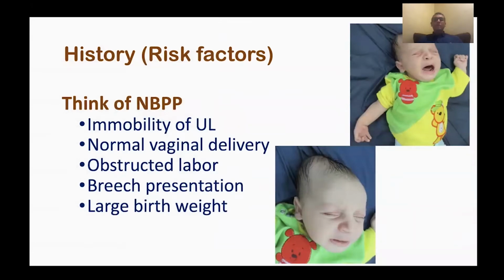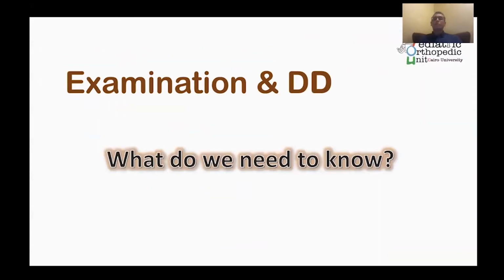We have to think of the presence of brachial plexus palsy if there is neonatal, immediate postpartum immobility of the upper limb, in a mother with a history of vaginal delivery, difficult labor, obstructed labor, large birth weight, or breech presentation. Difficulty of labor and the presence of caput succedaneum are indicative of obstructed labor and should point to brachial plexus palsy if there is immediate immobility of the upper limb.